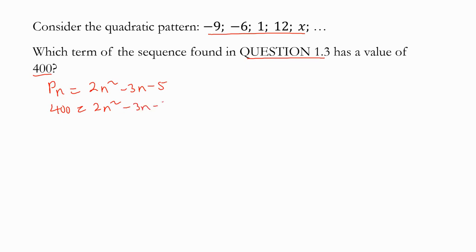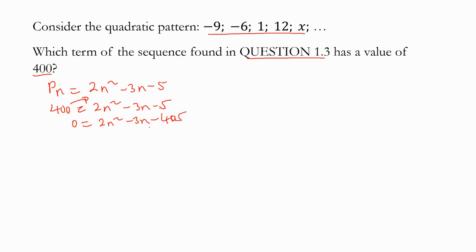minus 3n minus 5. Then standard form, 2n squared minus 3n, and then negative 400. So it's going to be minus 5 minus 400, because if you transpose 400, it becomes negative 400 there. It becomes negative 405. So it's negative 405.